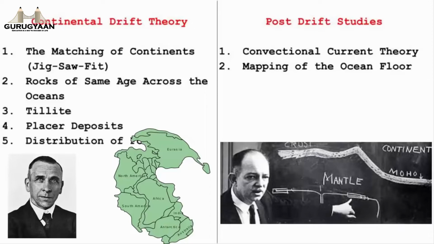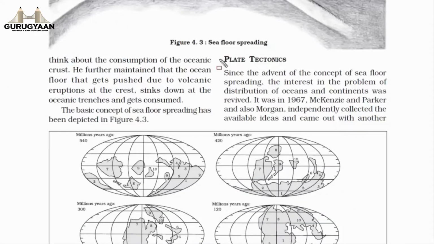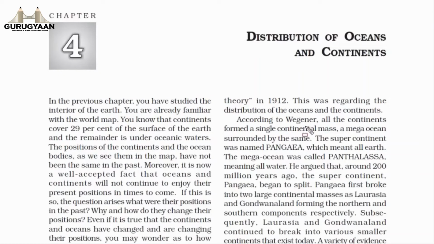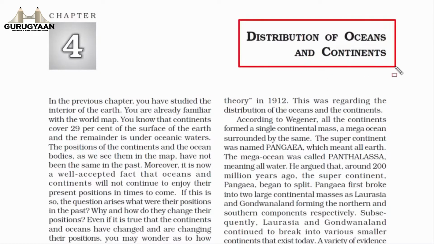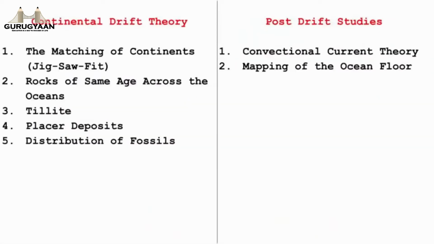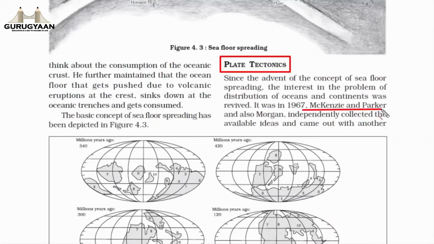Now we have a third concept, which brings us to the topic plate tectonics. This is the third concept that tries to answer the questions related to distribution of oceans and continents. This entire chapter so far has been trying to answer the questions related to distribution of oceans and continents. I mean, that's what the title says, and we have so far seen two theories. The concept of plate tectonics was presented by McKenzie, Parker, and Morgan, three people, in 1967, just after 6 years of Hess's seafloor spreading theory.